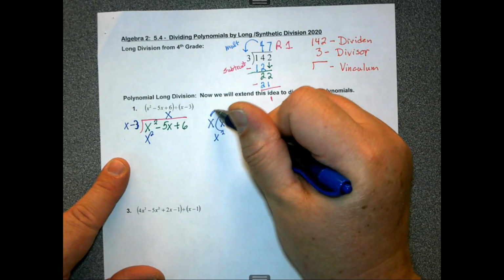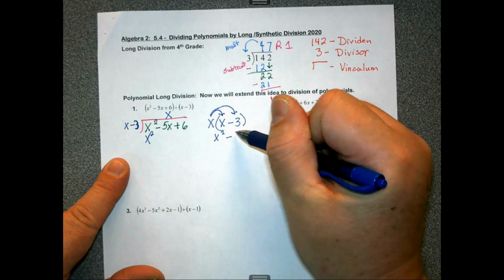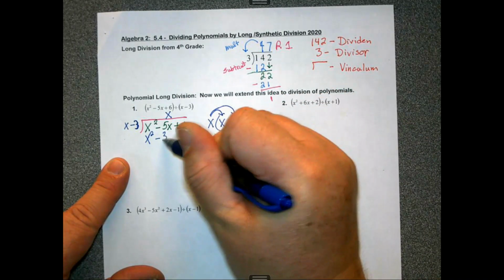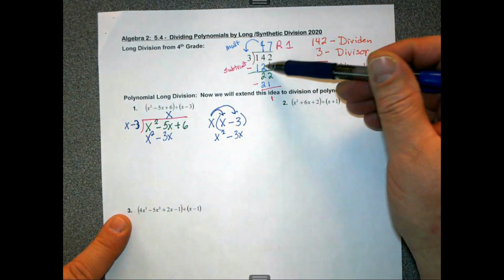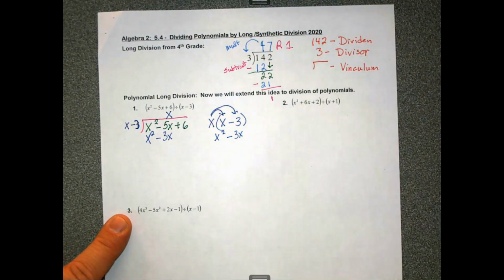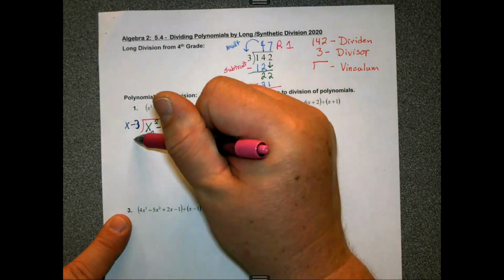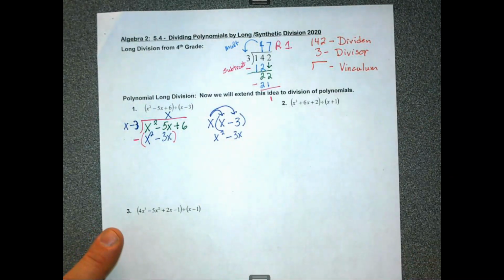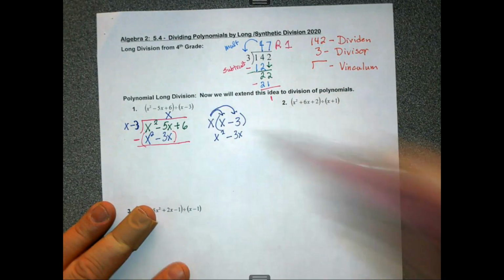And then don't forget to distribute. x times minus 3 is minus 3x, right? So my next step was, here I'm at the 12. So what did I do? Subtracted it, right? But I'm not just subtracting the x squared, I'm subtracting the quantity x squared minus 3x. It's very important.